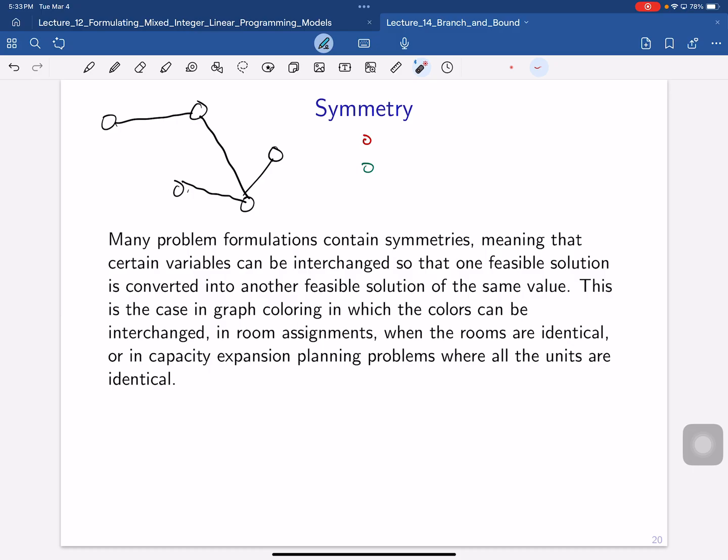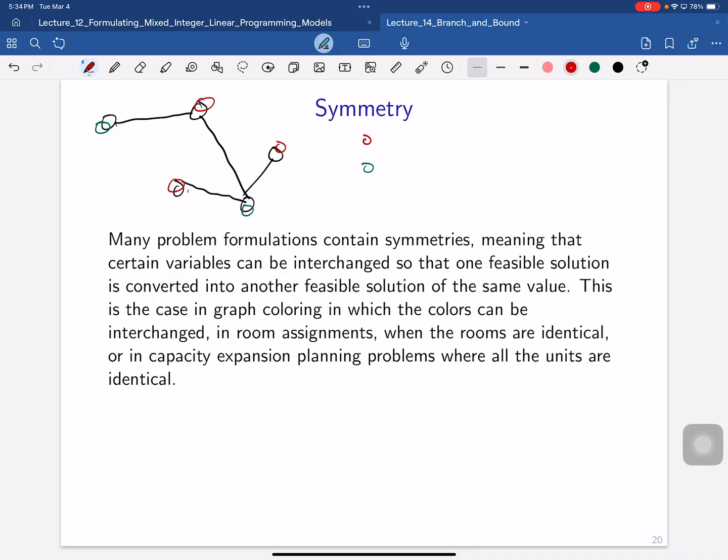So the question would be, can you color the nodes in a way that adjacent nodes have different colors? But now it doesn't really matter whether I color a node green or red. Green and red are symmetric in some sense. If I have a solution to that problem, let's say I randomly color this node and find a feasible solution: this is green, this is green, and then I color these 2 nodes red.